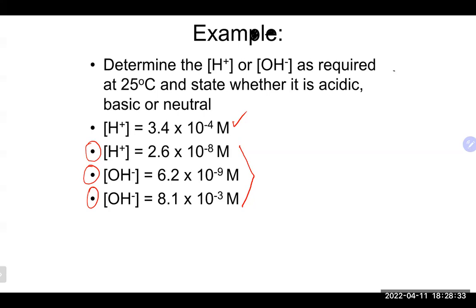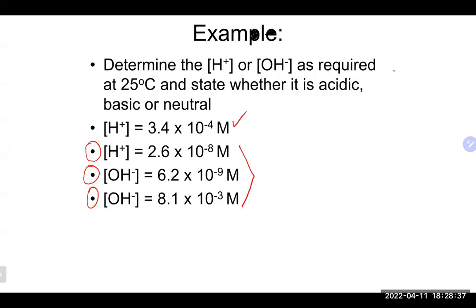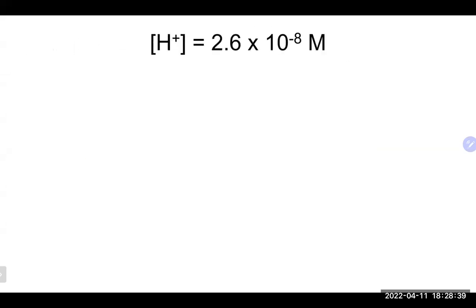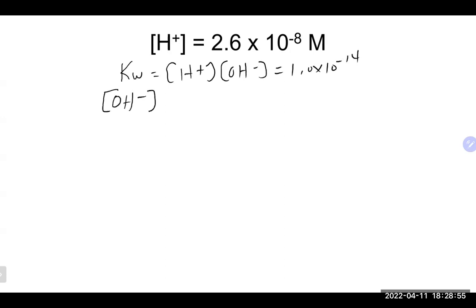Okay, let's take a look and see how you're doing. So again, I think we did the first one, so we'll take a look at the second one. As we talked about, regardless of which one you're given, it really is the same calculation. Again, we want to use our Kw, which is our H plus times our OH minus equal to 1 times 10 to the minus 14. That means in this particular case, we would be looking for the OH minus concentration, which would be 1 times 10 to the minus 14 divided by 2.6 times 10 to the minus 8.